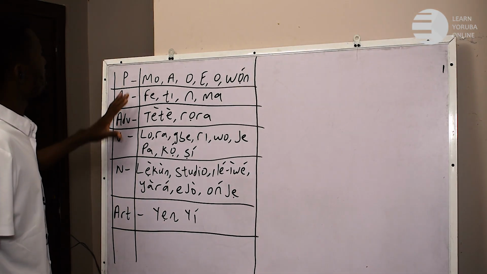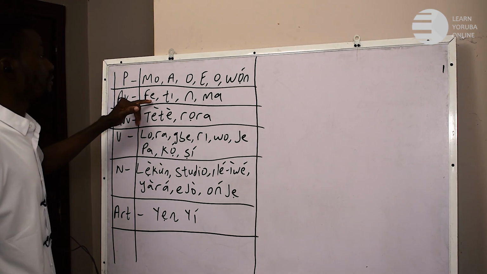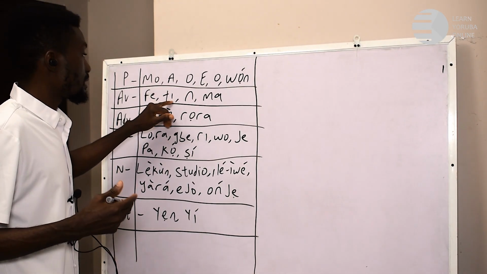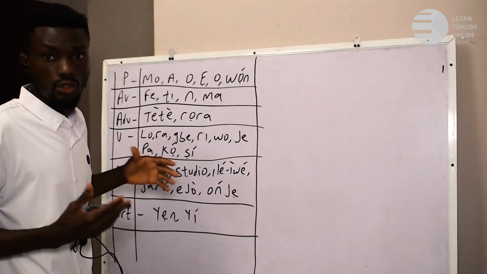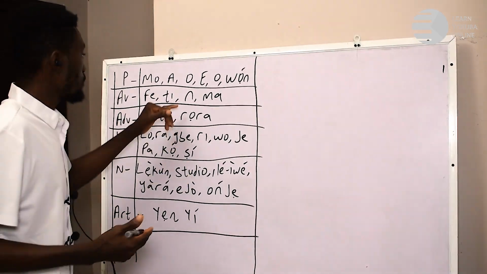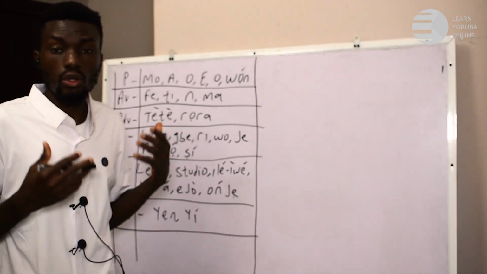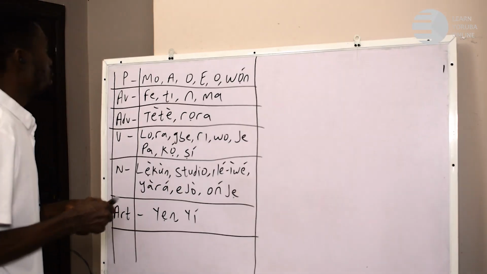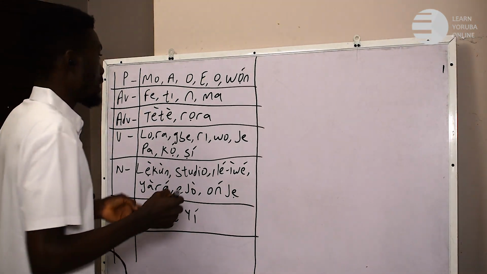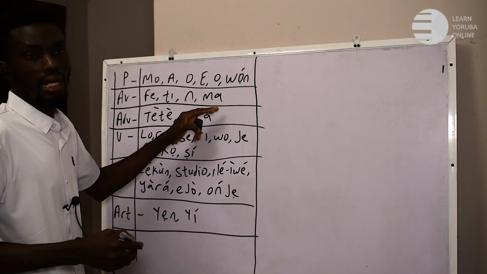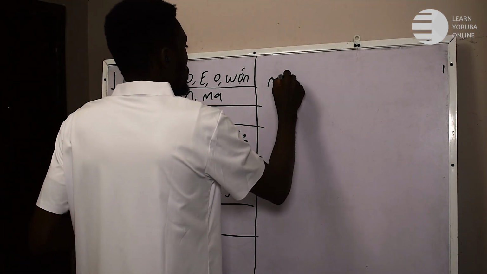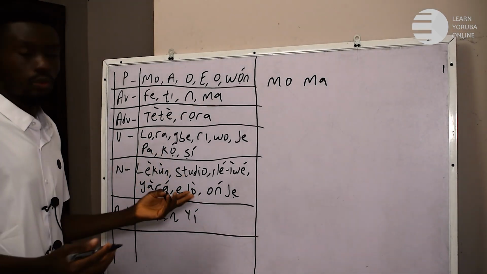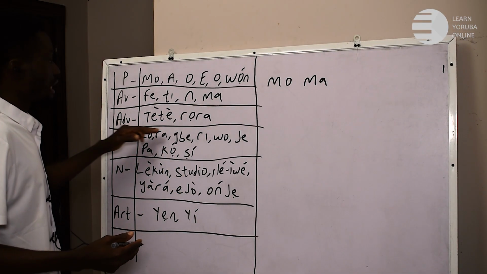And we also have auxiliary verbs, which is fe, is want. When you want to do something, fe, want. Ti is to signify that something has passed, is past. Signify that something is ongoing. Ma is will. So, for example, going ahead with what we have, you can say mo ma, which is I will. Mo ma, I will.